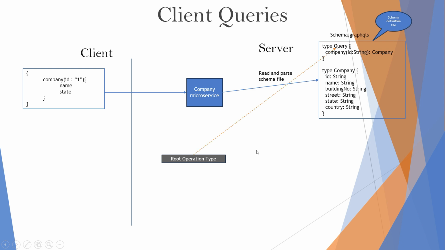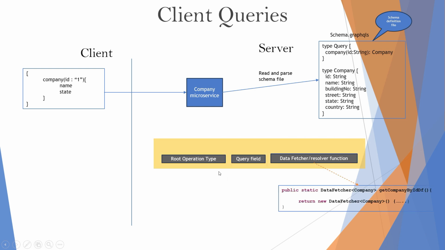Here the root operation type is query. Then the query field is company. Then the data fetcher or resolver function. Data fetcher means this function is going to do all the operations of retrieving from the database or whatever we want to do. Our custom code will be written into the data fetcher. So how to fetch this company information, that's what we are saying. So these three need to be bundled together. So these will be bundled and attached to a runtime wiring.